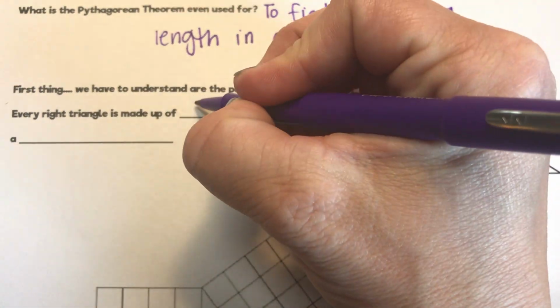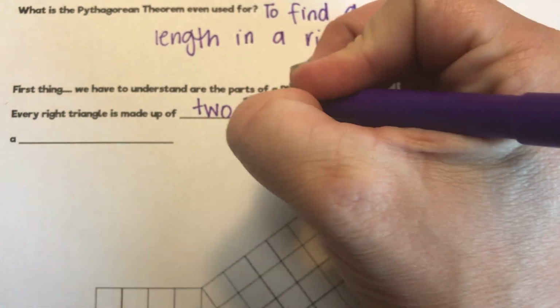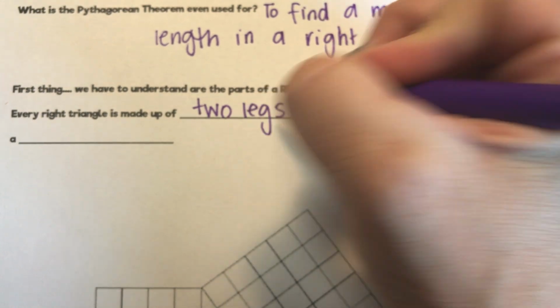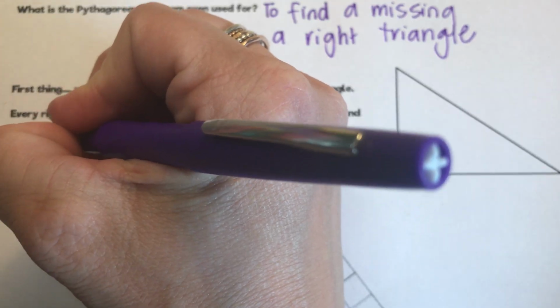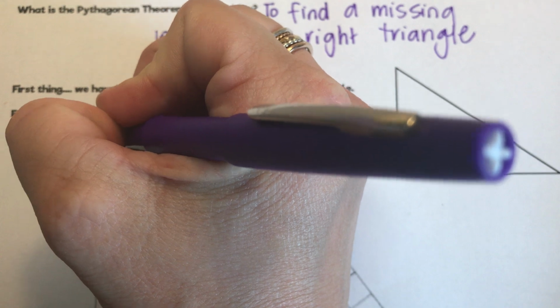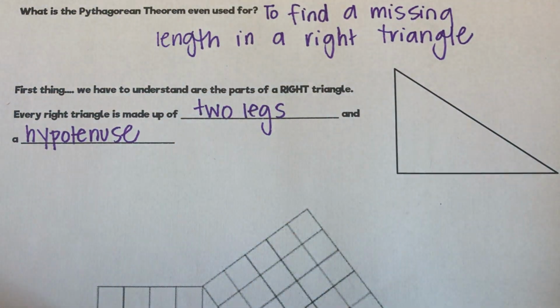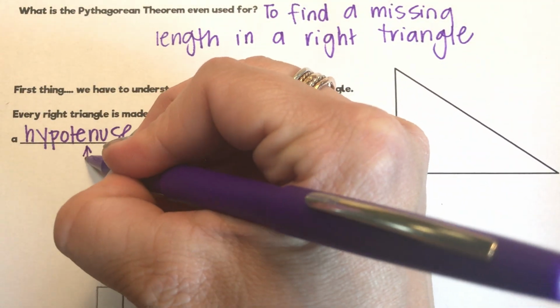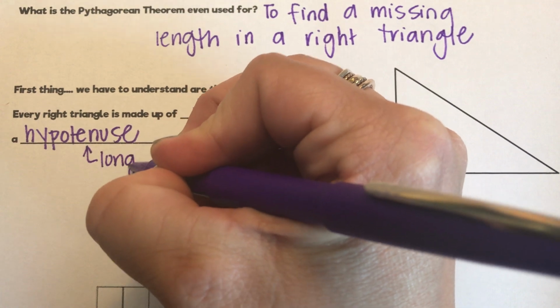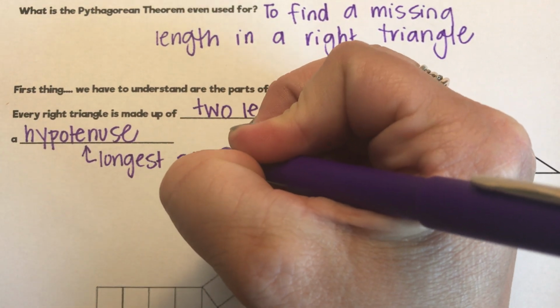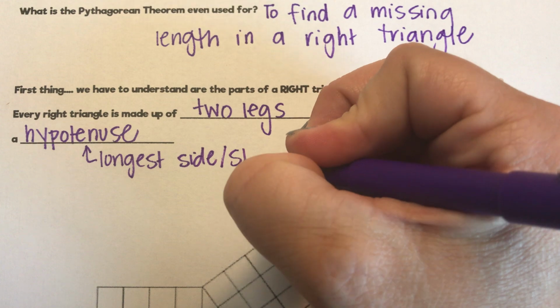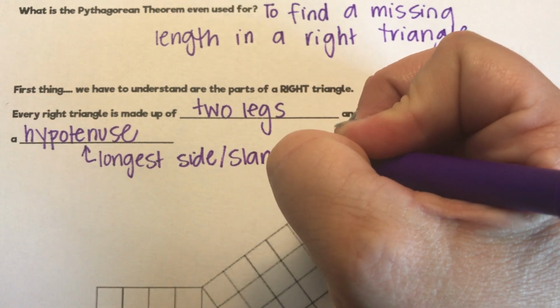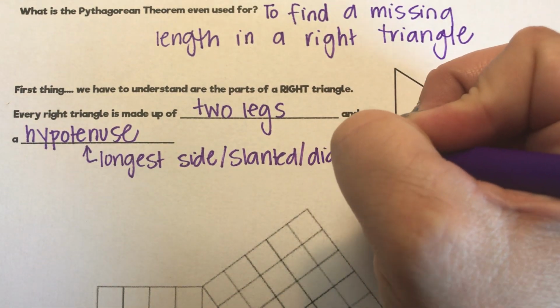Every right triangle is made up of two legs and a hypotenuse. Okay, so two legs and a hypotenuse. And the hypotenuse is always the longest side, okay? And it's also going to be like the slanted or diagonal side.